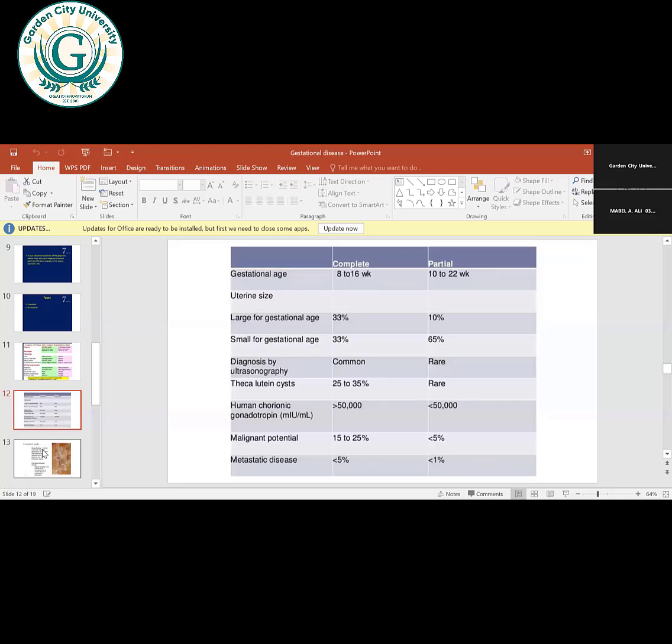Diagnosis by ultrasonography is most common in complete and rare in partial. Theca lutein cyst, 25 to 35% under the complete and rare for partial. Human chorionic gonadotrophin, above 50,000 for complete and less than 50,000 for partial. The malignant potential, 15 to 25% for complete and less than 5% for partial. Metastatic disease, less than 5% in the complete and less than 1% in partial.